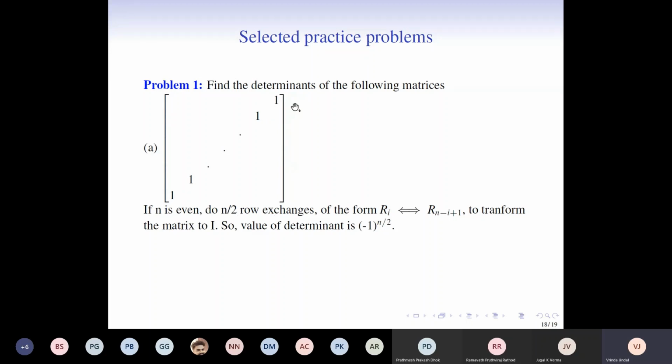So if you exchange row 1 and row n, we get 1 at a11 and 1 at ann. So the first row and the last row are similar to the rows of the identity matrix. Similarly, exchange row 2 and row n minus 1, row 3 and row n minus 2. Generalizing it, row i is exchanged with row n minus i plus 1. Put i equal to 1, so row 1 goes to row n, and so on.